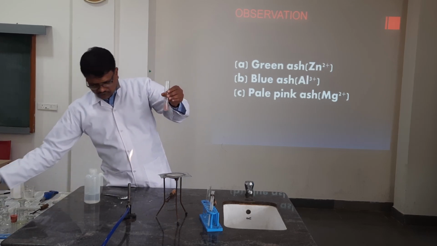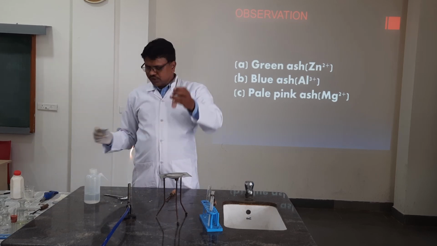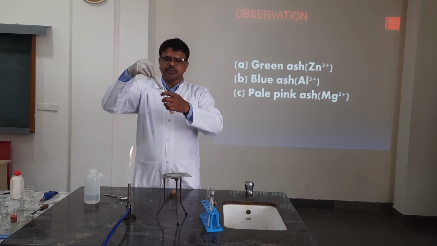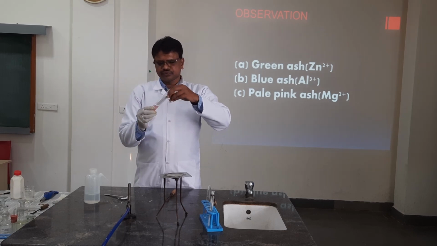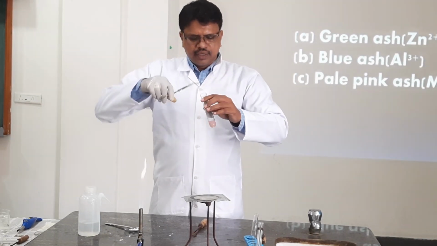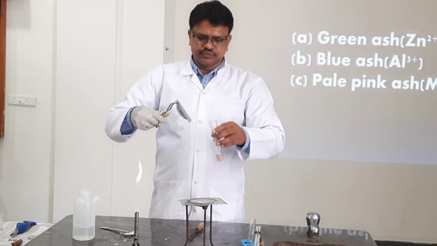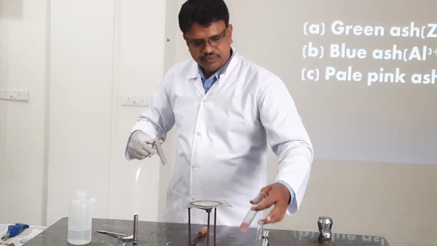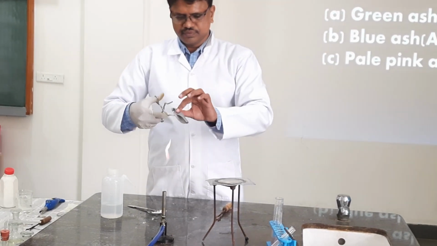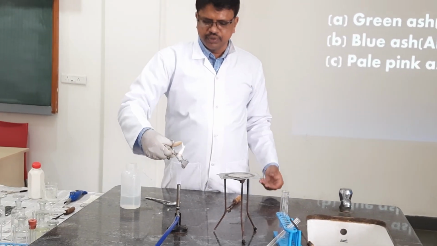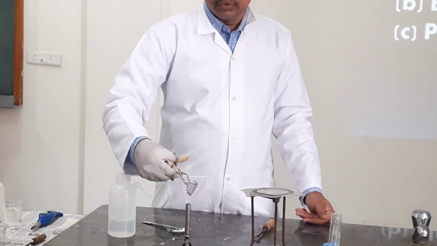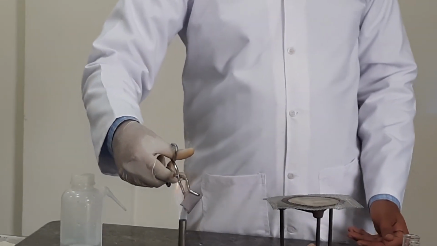Now in this solution I am going to dip filter paper. The filter paper is dipped in this solution. I am going to take out this filter paper. This one I am going to burn. So here, based on the color of the ash which is going to form, we can predict one of the ions.